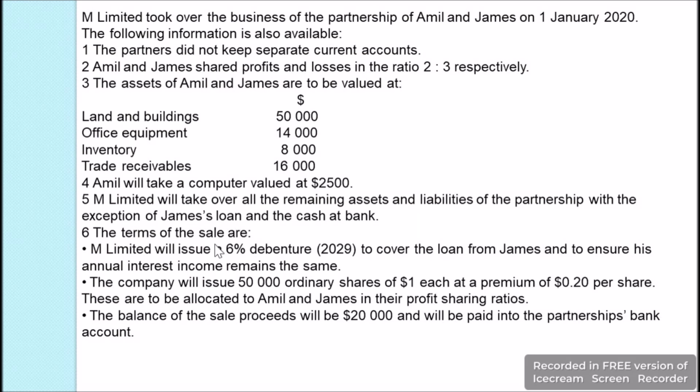The terms of the sale are: M Limited will issue a 6% debenture, which will be redeemed in 2029, to cover the loan from James and to ensure his annual interest income remains the same. The company will issue 50,000 ordinary shares of $1 each at a premium of 20 cents per share. These are to be allotted to Amel and James in their profit sharing ratio. The balance of sale proceeds will be $20,000 and will be paid into the partnership's bank account.